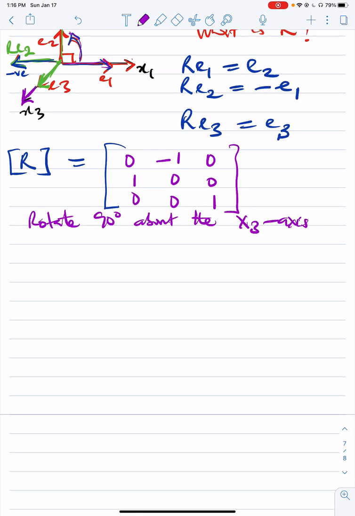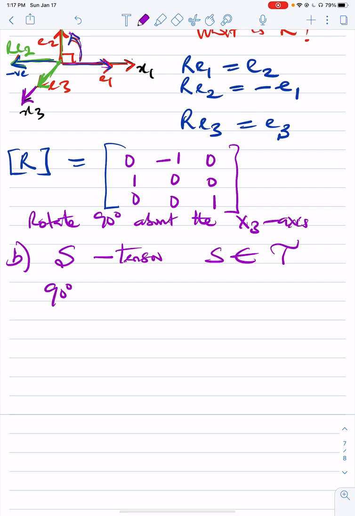Okay, now let's find another tensor. So part B of the question, let's find another tensor, S. S is a tensor, right? S is going to be a 90 degrees right hand rotation too, but this time the rotation is about the x1 axis.